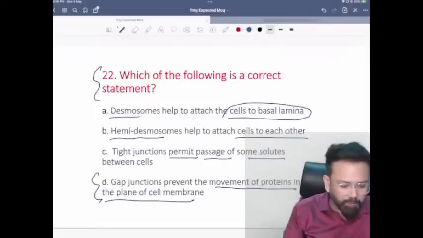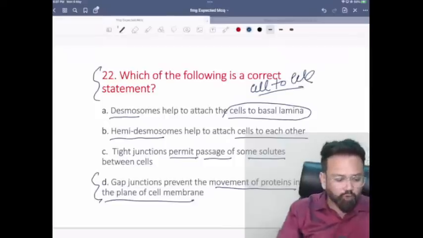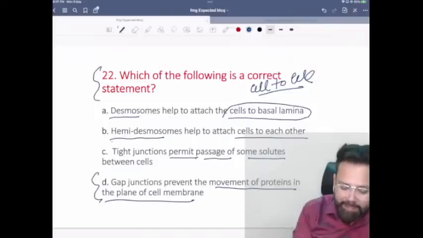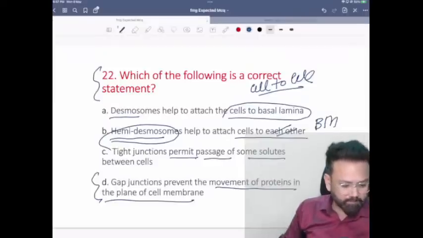Okay, let me tell you. Desmosome helps to attach cell to cell, not cell to basement membrane. This is wrong. Desmosome helps to attach cell to cell. Hemidesmosome causes attachment of cell to basement membrane, not cell to cell.